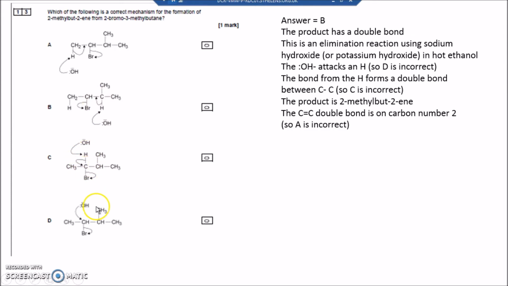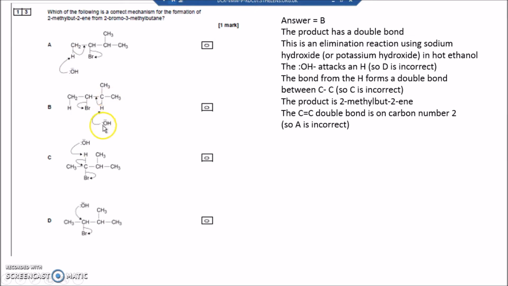That's a strange mechanism. D is some kind of elimination reaction here, so it's some kind of nucleophilic substitution reaction rather, where the OH is bonding to the C and the Br is being released, so you'd end up with a secondary alcohol here with the OH on here and the Br being released. So that's acting as a nucleophile in a nucleophilic substitution reaction, but it's not going to form a carbon-to-carbon double bond, so C and D are incorrect.